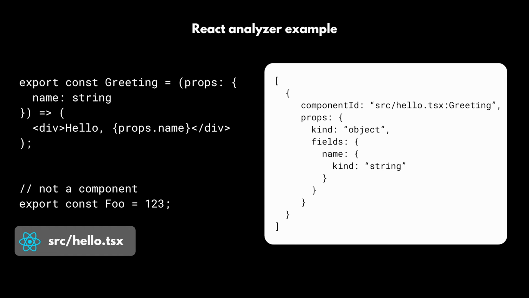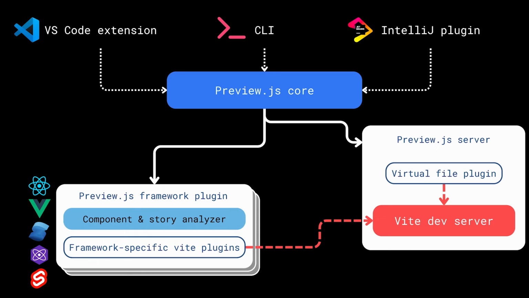The second part of Preview.js is actually previewing the components. This is where Vite's JavaScript API comes into the picture. Preview.js will start the Preview.js server, which is just a thin wrapper around the Vite dev server. The Preview.js server will provide a Vite configuration made of a series of different plugins. Some of these plugins are framework specific. For example, we need to know how to convert JSX to valid JavaScript. And that's done slightly differently based on the framework.